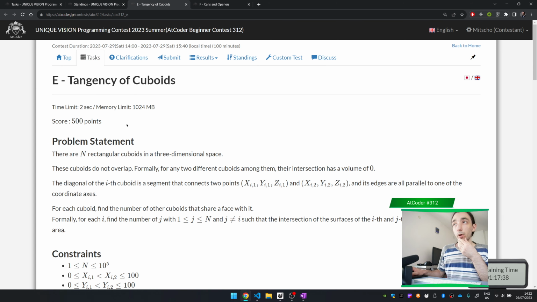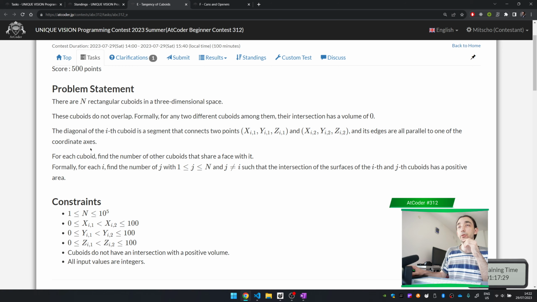Tangency of cuboids. Okay, so there are n rectangular cuboids in three-dimensional space. These cuboids do not overlap formally; their intersection has volume 0. The diagonal of the ith cuboid is a segment that connects 2 points. For each cuboid, find the number of other cuboids that share a face with it, formally has a positive area.